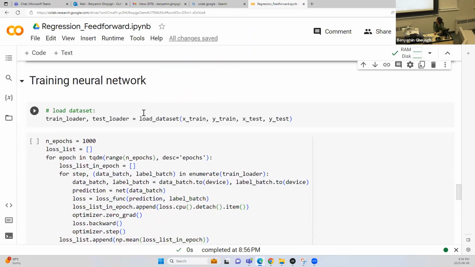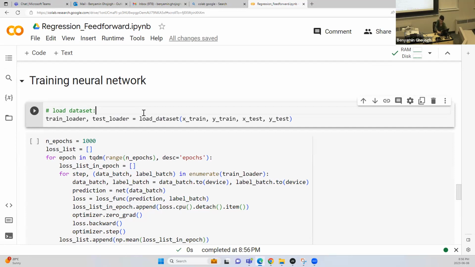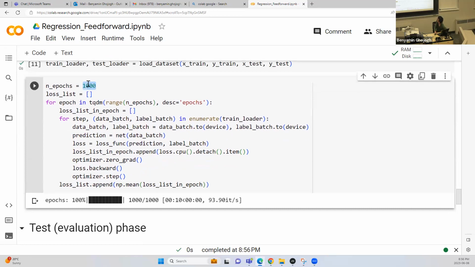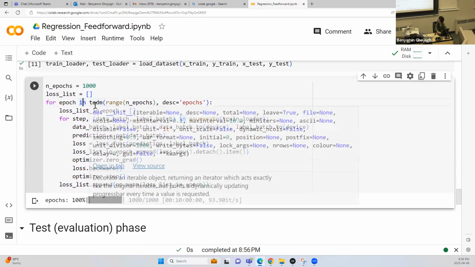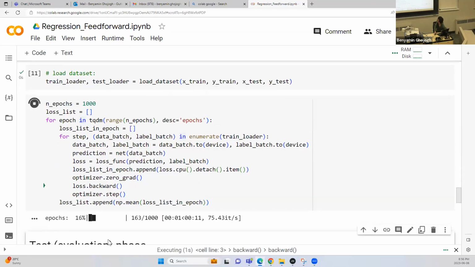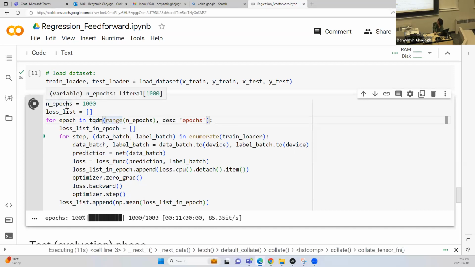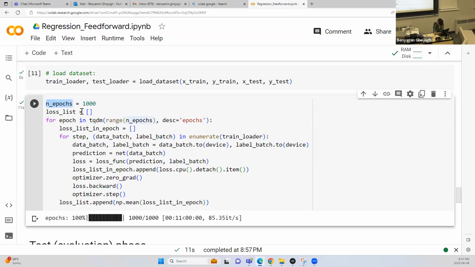Now let's train the neural network. First, let's call the load dataset function, for 1,000 epochs. Okay, let me train it. And see, this is the progress bar. Why? Because I'm using tqdm. Okay, let me talk about the lines of this cell. So n epochs is the number of epochs. Loss list is the list containing the loss. I'm going to put the loss values inside of it.